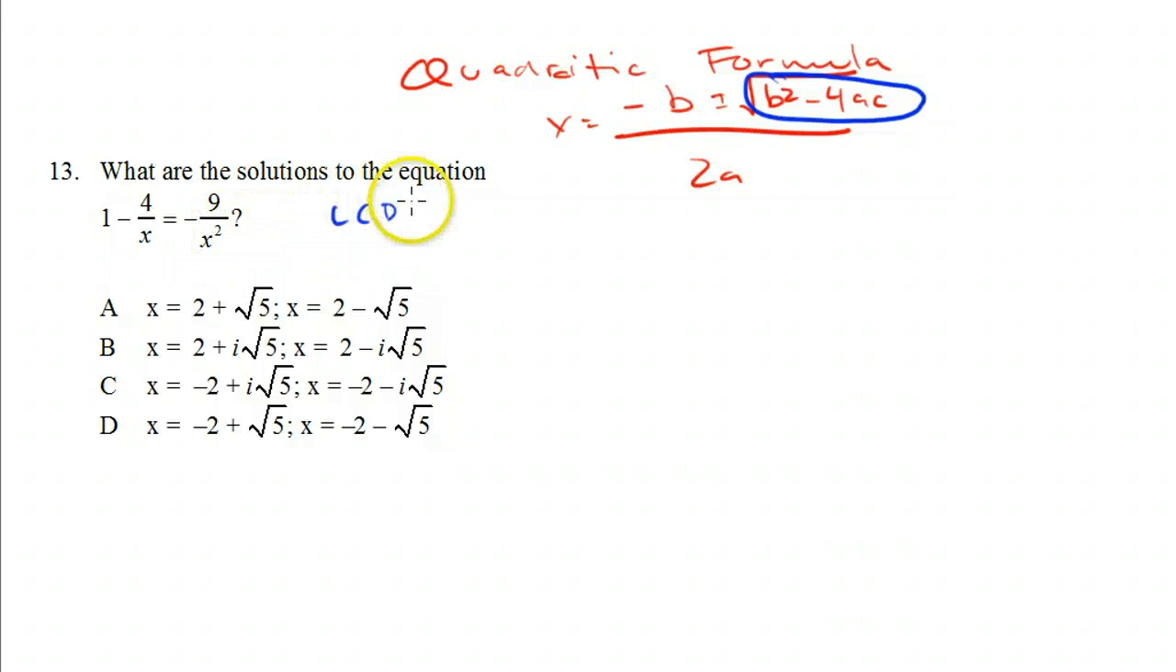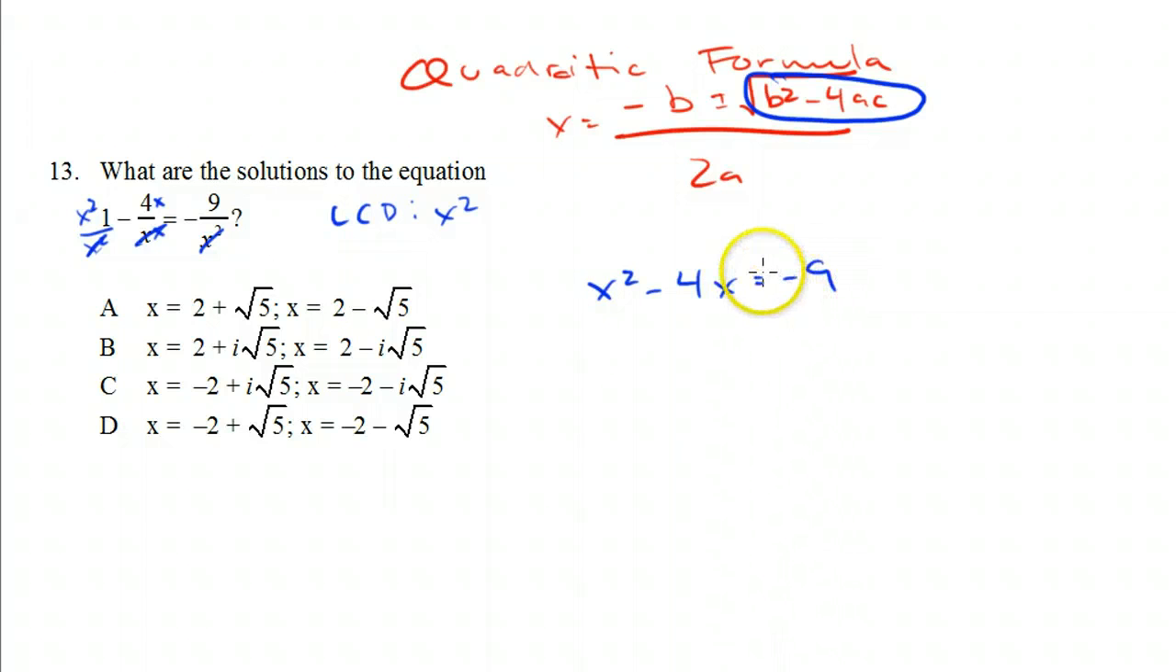Remember, our LCD for this type of problem is, let's look at the bottom, it's just x squared. So this first one is missing the x squared, so you can just put the x squared on top and bottom. This one is only missing an x, so let's just put the x on top and bottom. And this one already has it. So what we do is we cancel out those LCDs and we solve what's left. So what I am left with is x squared minus 4x is equal to negative 9.